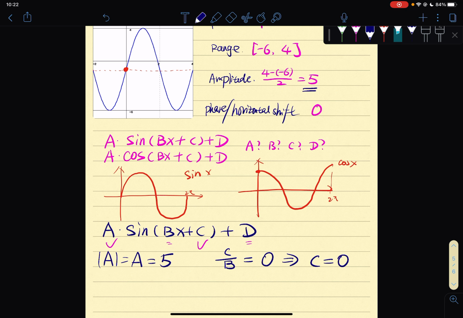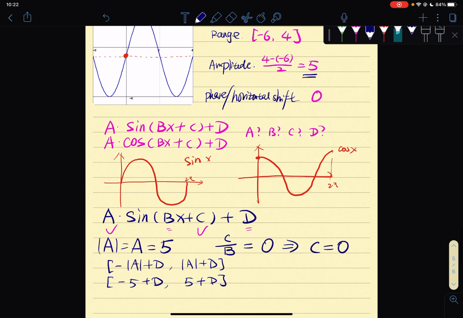Well, we do remember that the range is negative absolute value of a plus d, and positive absolute value of a plus d, where I know a is 5. So my range is supposed to be this. The actual value of it is -6 up to 4. So probably you've already realized in order for those to be matching with each other, the d must be -1. So I find my d as well.